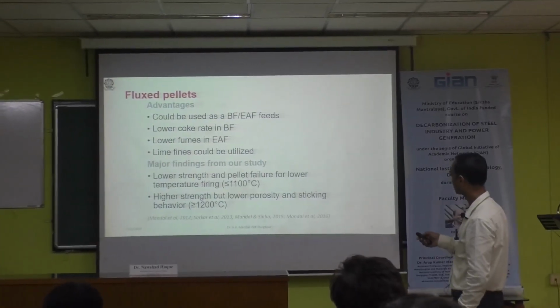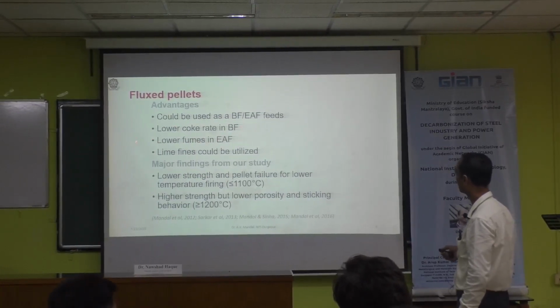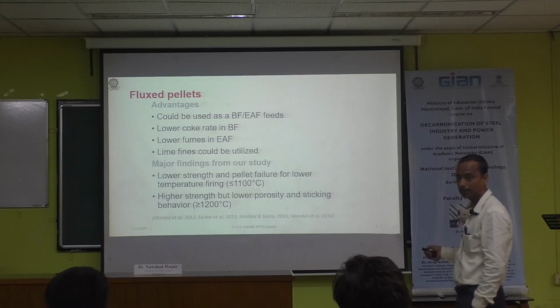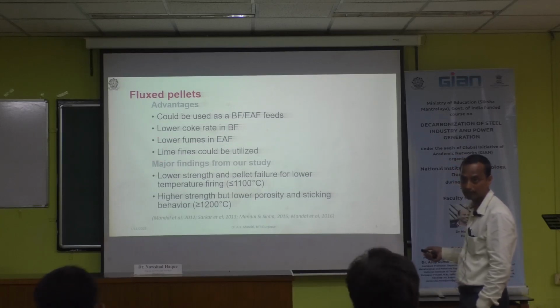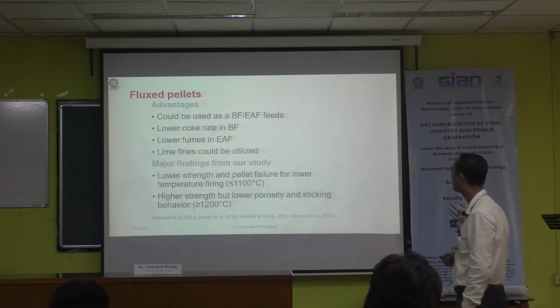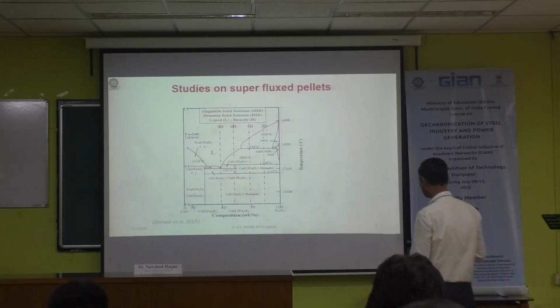I first discussed the advantages. It can be used in the EAF, with lower operating cost in the blast furnace and lower finishing in the electric furnace, because if you can incorporate lime here, then the addition of lime fines will be less, regeneration will be less, and lime fines and waste fines can be utilized. But the major findings from our study are that at lower temperature the pellets fail, the cause being the presence of free lime, and at higher temperature there is lower porosity and sealing property if we have fired at 1200 or more than 1200 degrees centigrade. Then we have determined how much temperature we can use.